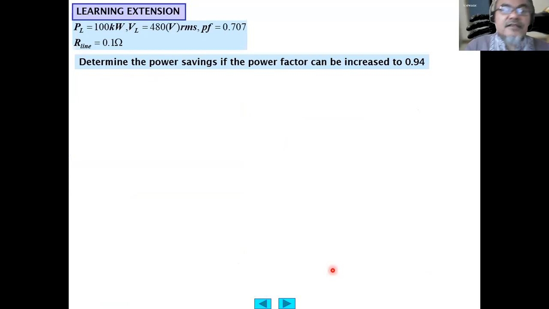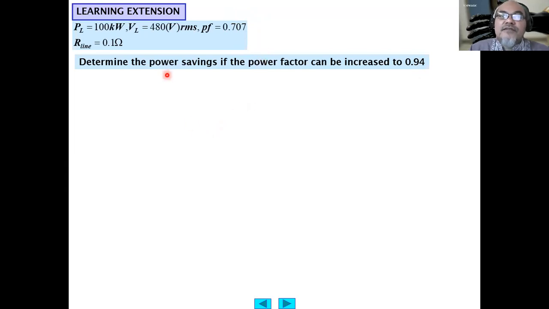Okay, so now let's have another example when the load power is 100 kilowatt and the load voltage is 480 volt RMS with a power factor of 0.707, and the transmission line resistance is only 0.1 ohm. Determine the power savings if the power factor can be increased to 0.94.